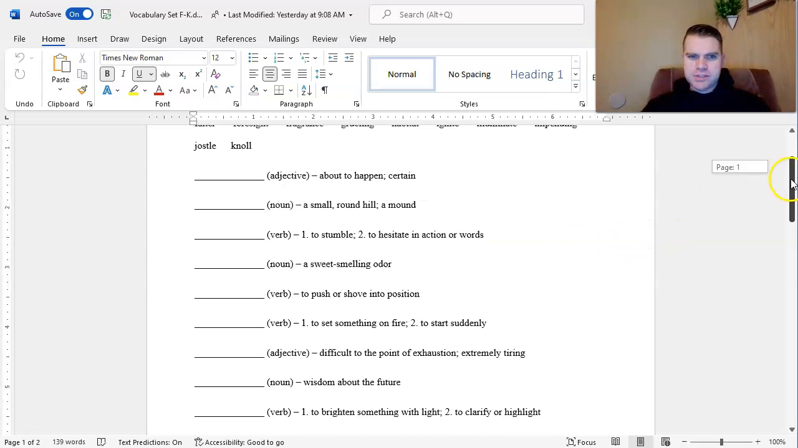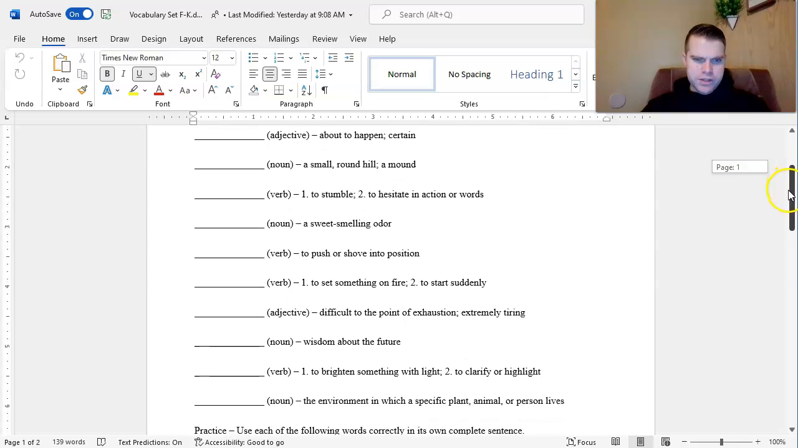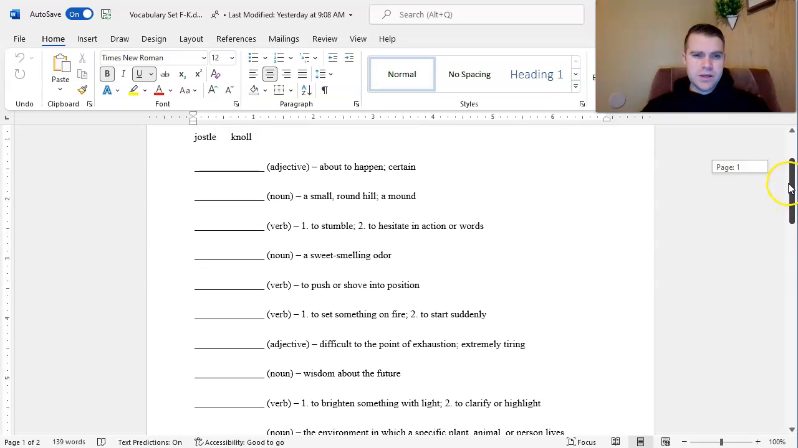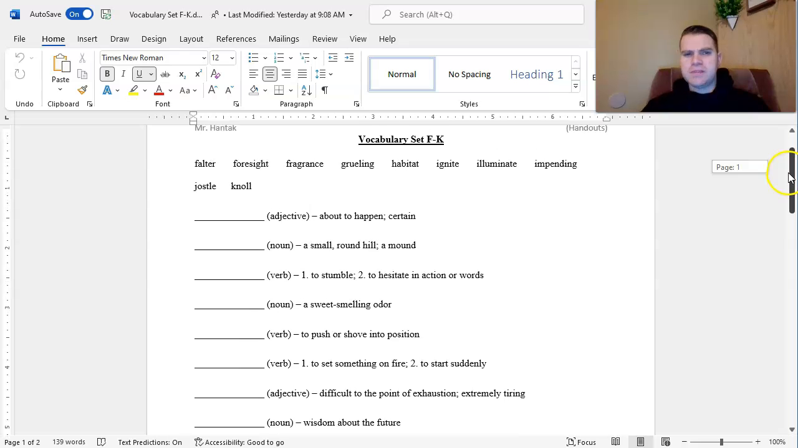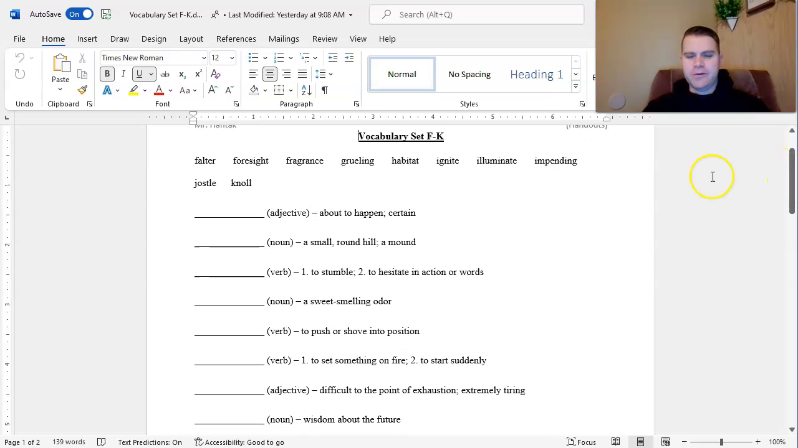And let me look at parts of speech as well. How many of these are adjectives? I see 1, 2, only 2 adjectives. 1, 2, 3, 4 nouns. That means there's 4 verbs as well. So it's a very noun and verby list on this one. I'm going to do these one by one so you know these words well. About to happen or certain is impending.